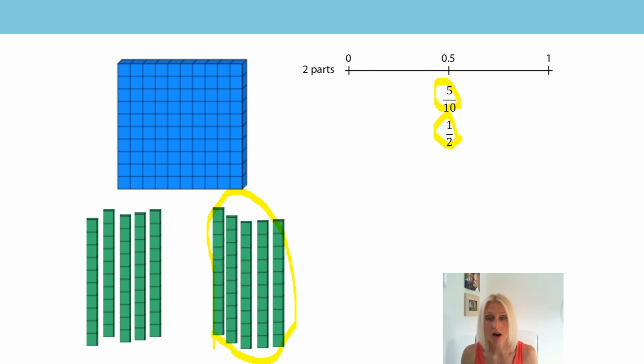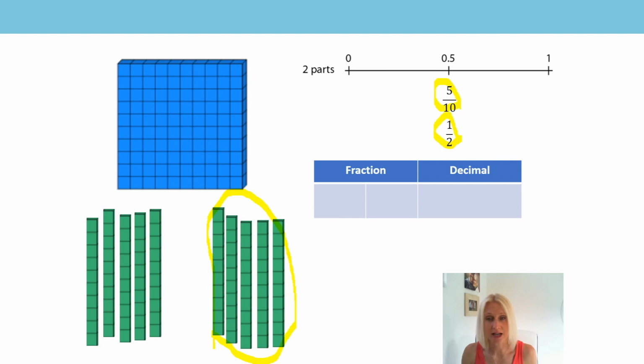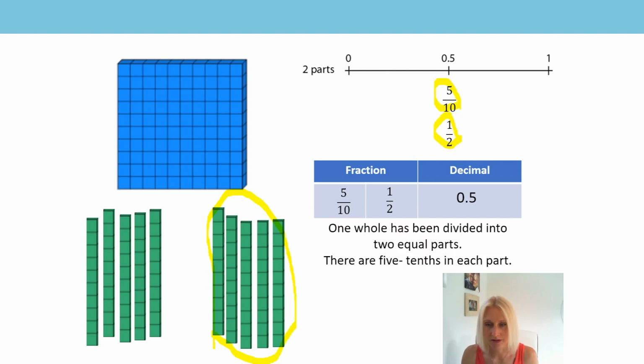And here is our half, which shows its equivalent. And let's look at that as a fraction and decimal. And our number line helps us because we know there are 5/10 in each part. You're going to do it with me now. So, you ready to say it along again with me? Ready? One whole, a bit louder, one whole has been divided into 2 equal parts. Well done. There are 5/10 in each part. Okay, I could just about hear you there. A bit louder next time.